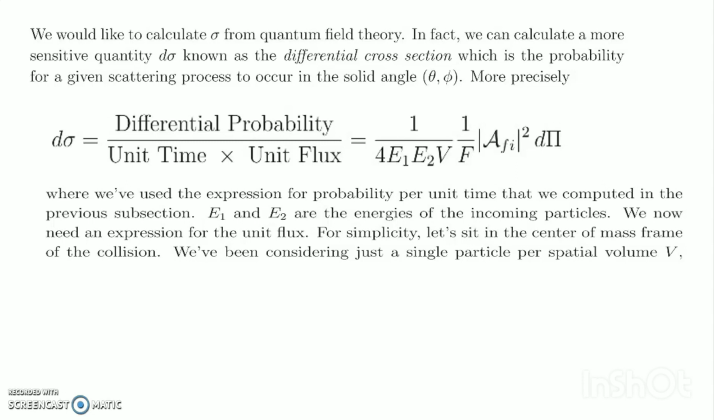E1 and E2 are the energies of the incoming particles. We now need an expression for the unit flux. For simplicity, let's sit in the center of mass frame of the collision. We have been considering just a single particle in spatial volume V, meaning that the flux is given in terms of the three velocities vi as mod of v1 minus v2 divided by V. This then gives d sigma is equal to 4 by E1 E2 times 1 by mod v1 minus v2, which is equal to this equation.